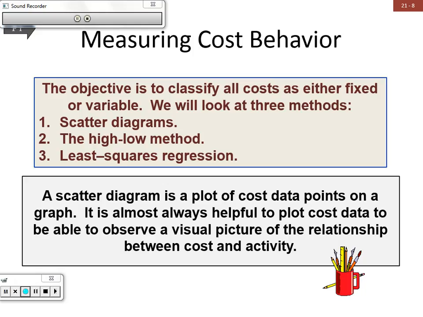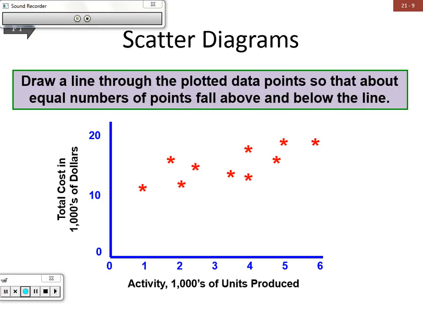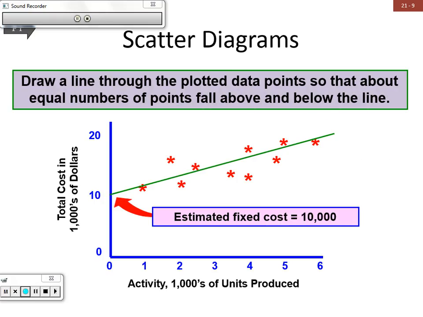So now we're talking about classifying costs. We've already talked about fixed or variable. And there are three different methods we have: scatter diagrams, high-low method, and least squares regression, right? Which I'm sure you've heard of before in math. Scatter diagrams. All this means is these little asterisks or stars that you see on this graph are plotted based on the amount of units that have been produced, right?